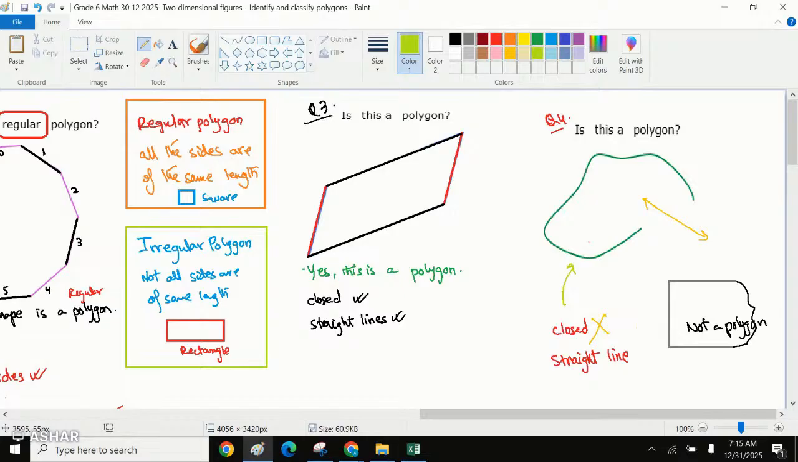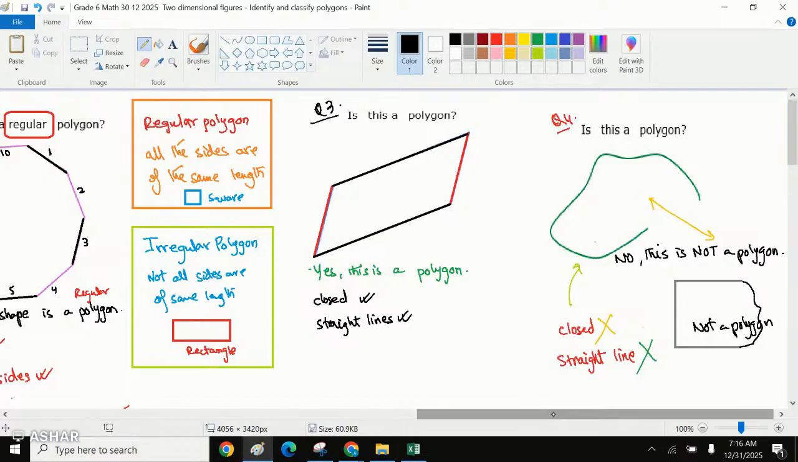We are doing polygons, and a polygon needs to have two conditions. It should be a closed shape and it should have straight lines. So in question number 4, there is no closed shape. The shape is open. And one more thing, do we see any straight lines in question number 4? No, we do not. So our answer should be, is this a polygon? No. This shape is not a polygon because it's not closed, nor does it have any straight lines.